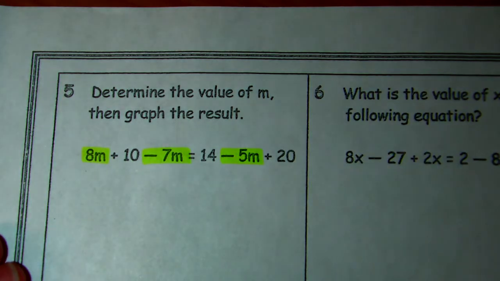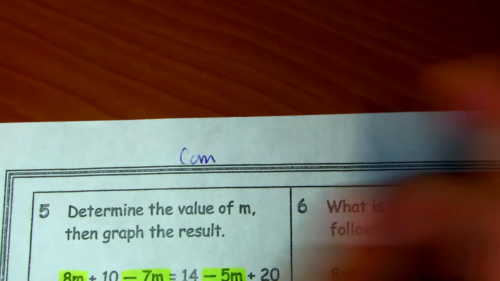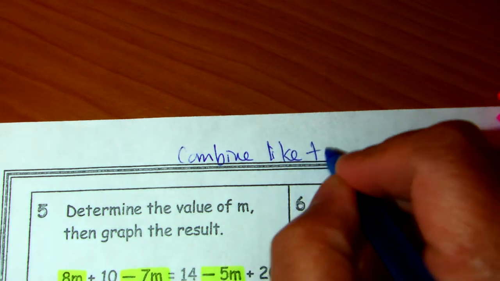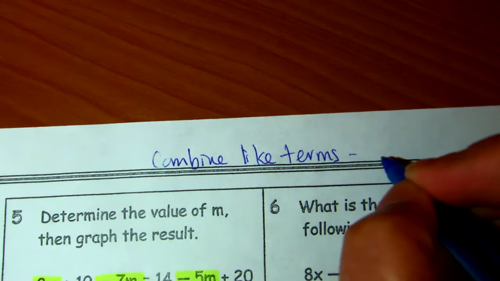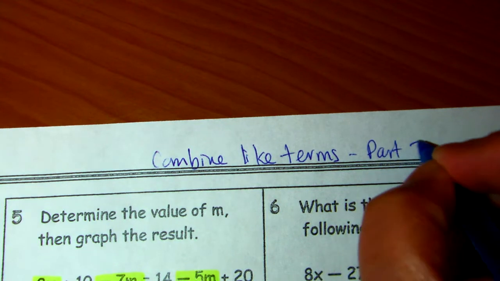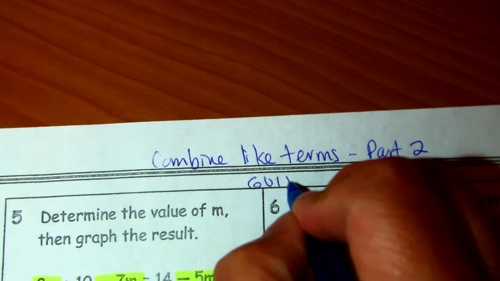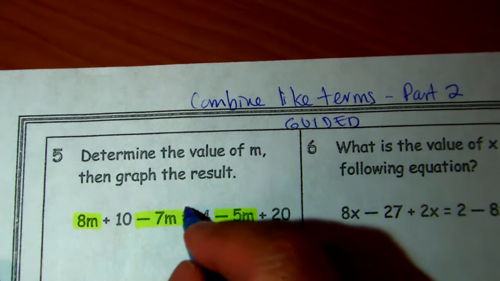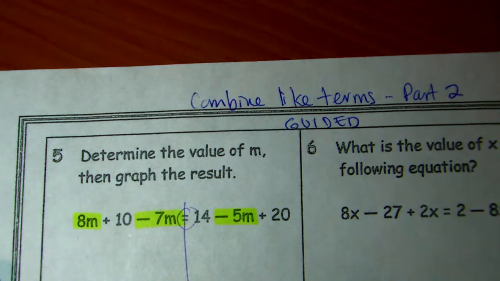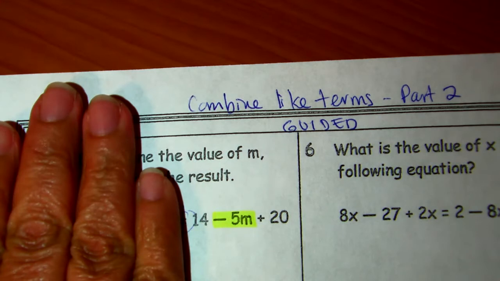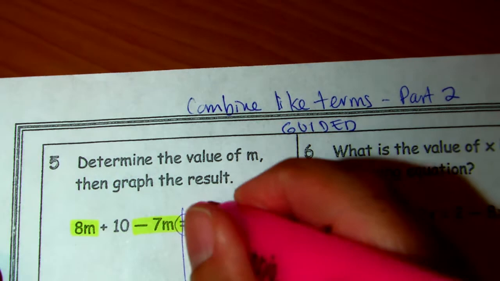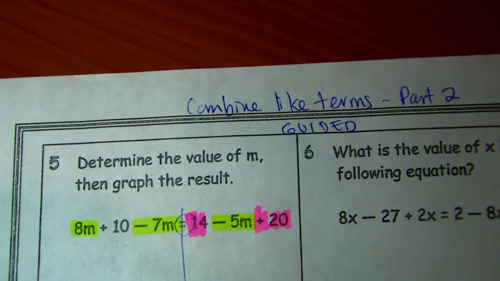Remember, we're doing combine like terms. Let me write it over here. Combine like terms. And this is part 2 of the guided practice. Okay. So here we have the equal sign. This is where we put our line. Now on this side, we only have one term with the letter, but then we have these two that are numbers. So which ones can we combine here?